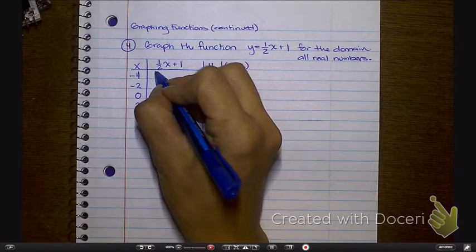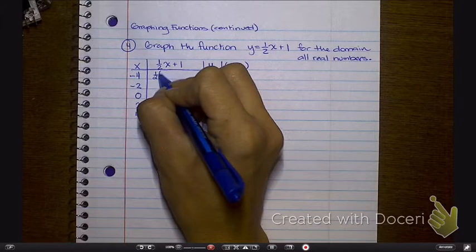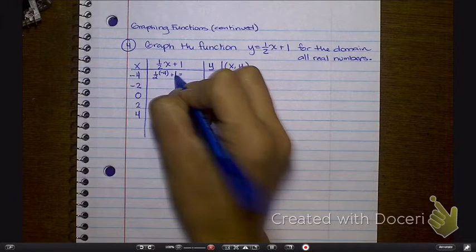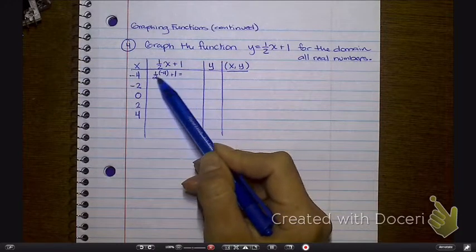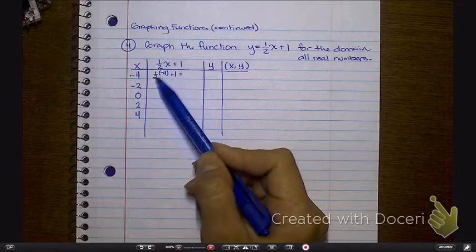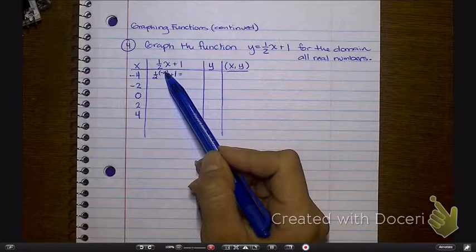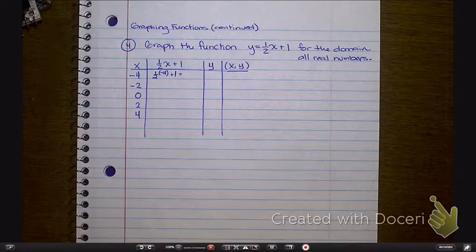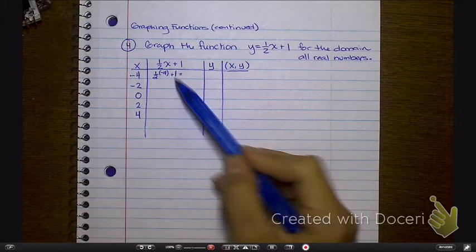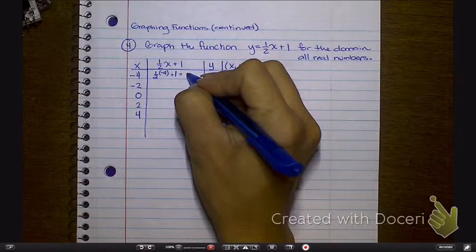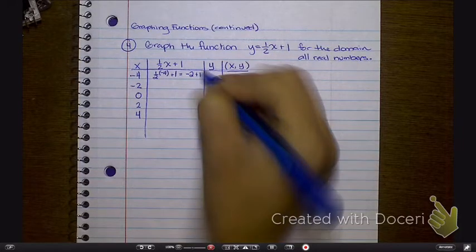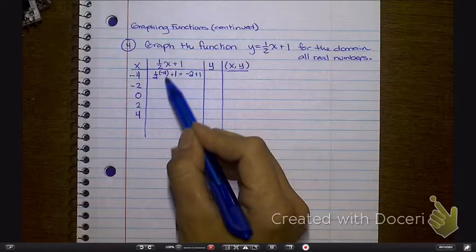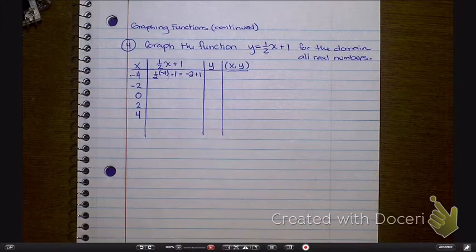So I have 1/2 times -4 plus 1. Okay, so what happens here when I reduce on the diagonal? What's -4 and 2 when I reduce them? What can I reduce them by? 2. So I get -2 plus 1. Is everyone understanding how I got from this, changing this thing into -2?